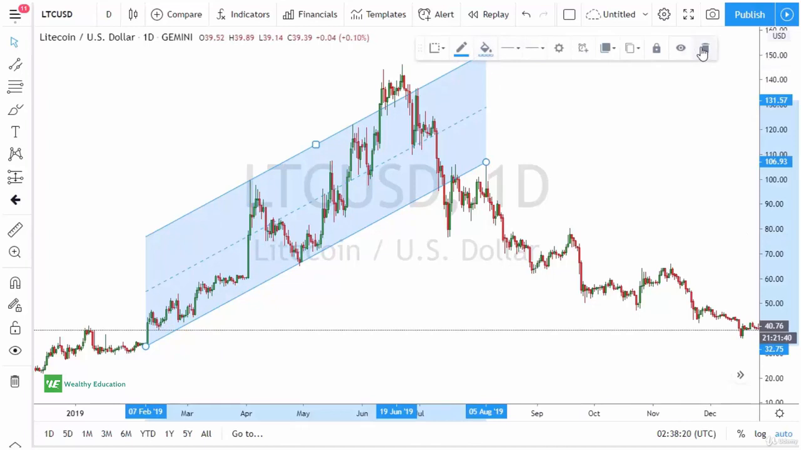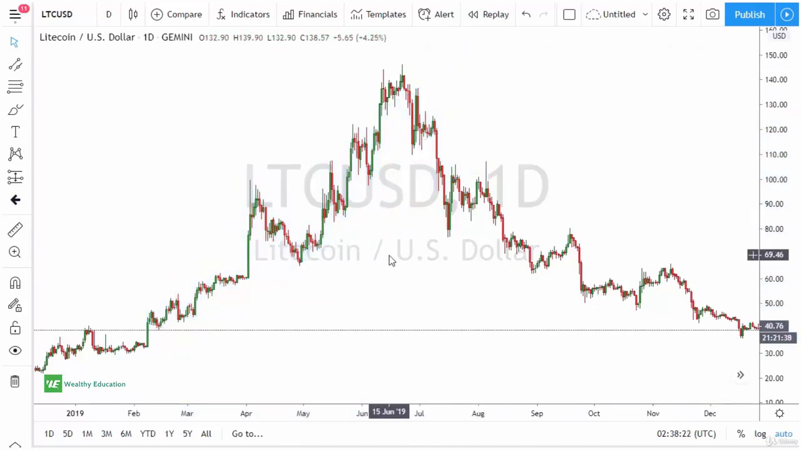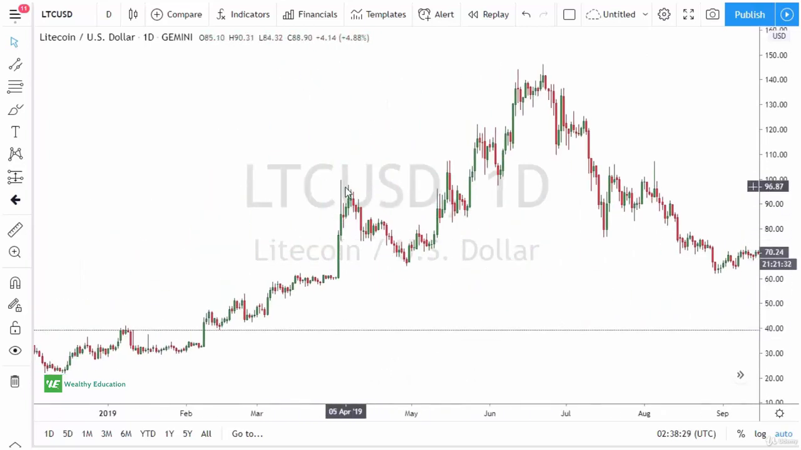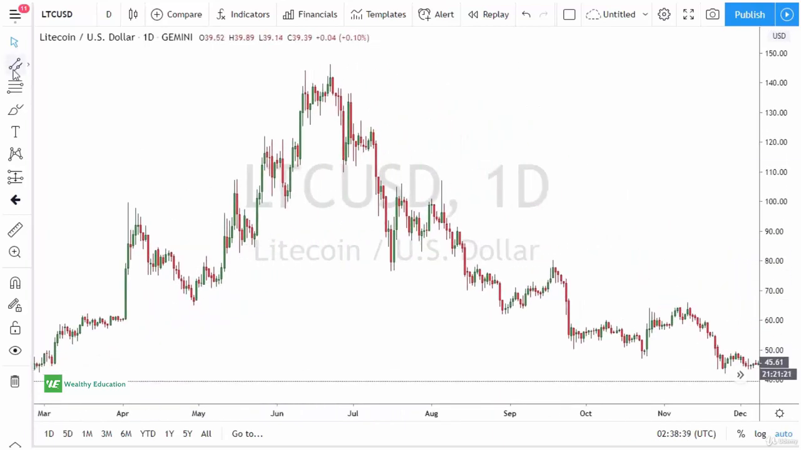Typically, it's not advisable to trade a parallel channel, simply because why are you trying to fight the overall trend? When you see a move like this, yes, it's overextended, but you have to know that there are people underneath that are willing to buy this. You can see that they never even broke down below the bottom of it.